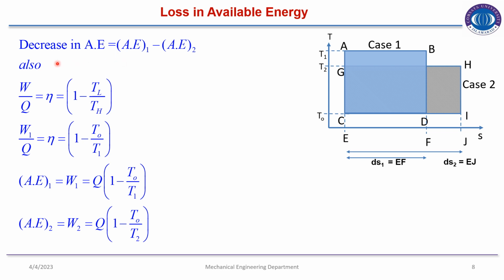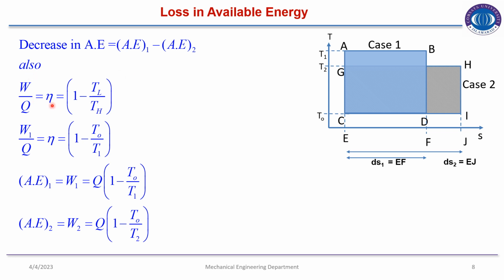So decrease in available energy is equal to available energy for case 1 minus available energy for case 2. Just as a revision, case 1 was when the heat engine is directly connected to temperature T1, and in case 2 the heat engine was connected to the temperature T2 thermal energy reservoir source. So in case 1 the temperature of the heat engine is T1, which is greater than T2. For example, in the previous slide, for case 1 we have taken 1000 degree centigrade, and for case 2 we have taken that temperature as 800.